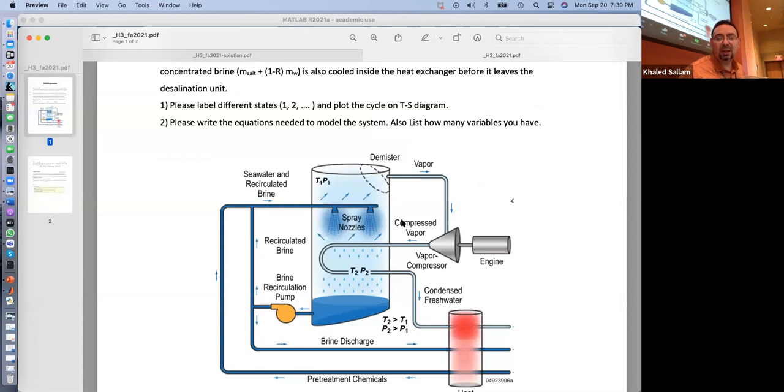So that is how this thing works. Hot vapor is turning that liquid into vapor while he himself condenses. All right? Okay, so now I understand the different components.